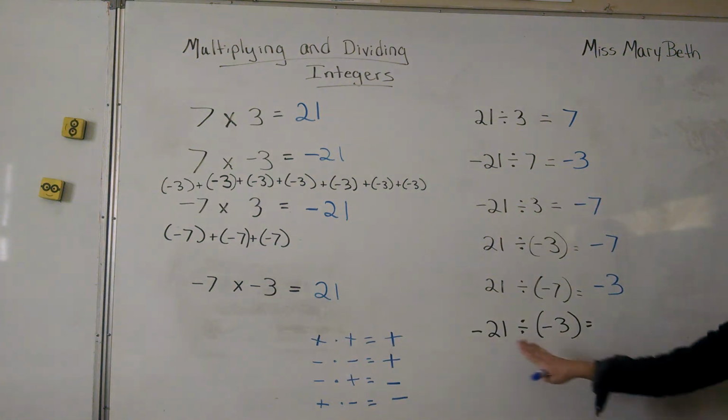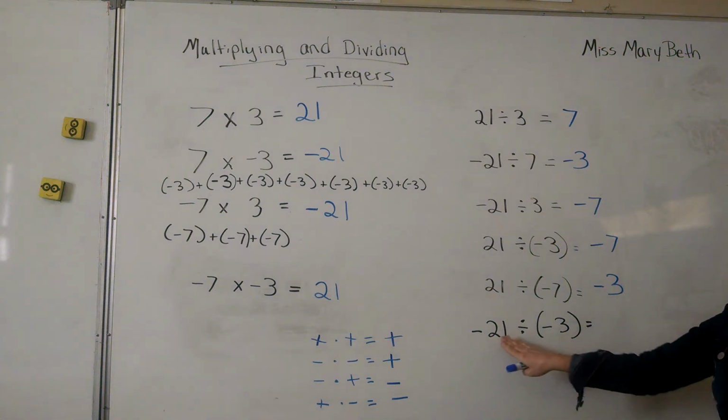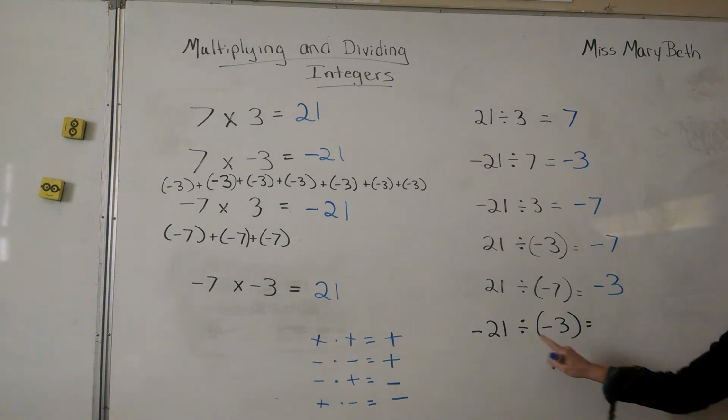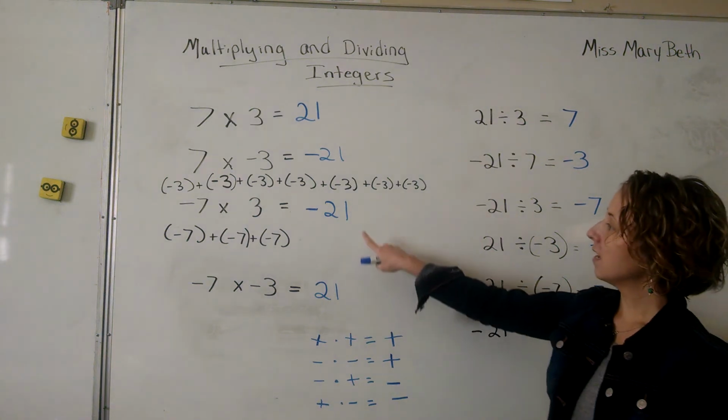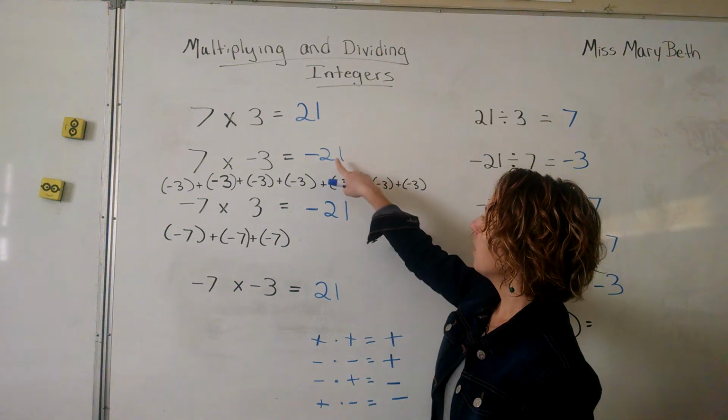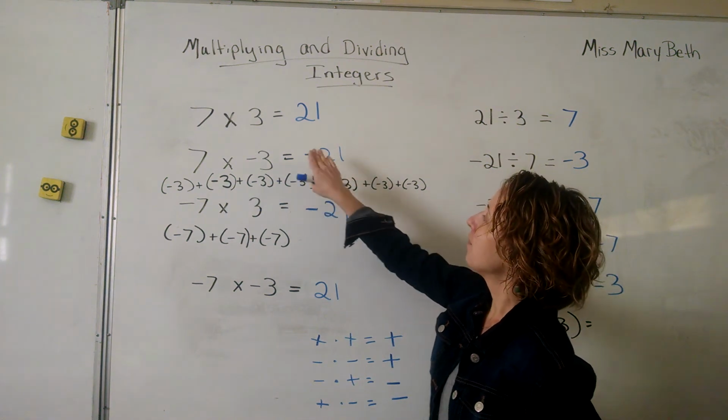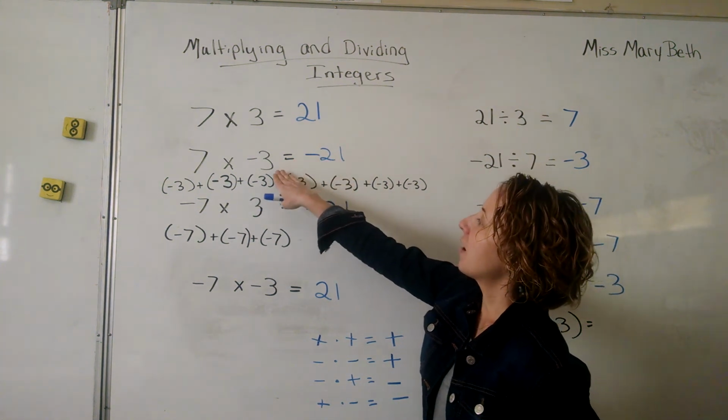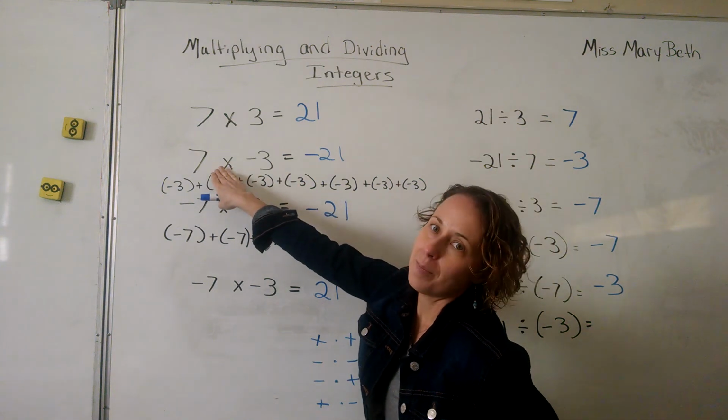Last but not least, what if I have negative 21 and I divide by negative 3? Let's find the problem that has negative 21 and negative 3 in it. Let's see. Here's negative 21, but that's positive. Negative 21 and negative 3. Negative 21 divided by negative 3 should give me positive 7.